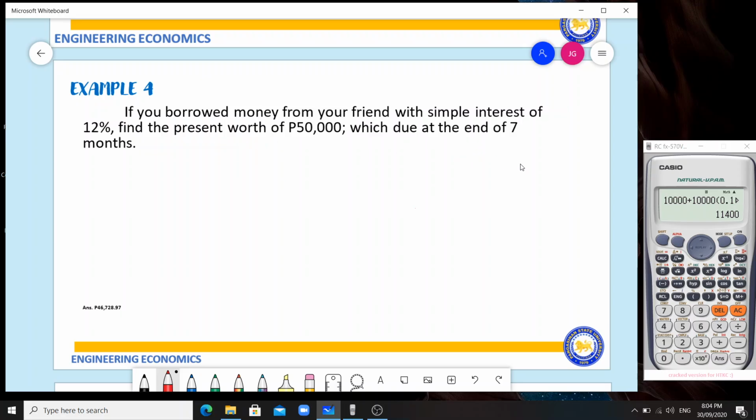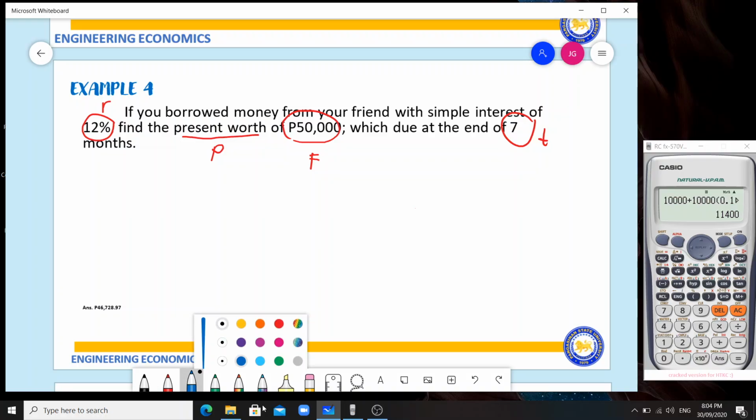If you borrowed money from your friend with simple interest of 12%, okay, ito na yung rate natin. Find the present worth. So, anong hinahanap? Yung P. Of 50,000. So, kung hinahanap yung P, so malamang hindi ito principal. This is the future worth, which is due at the end of 7 months. Ito yung time.